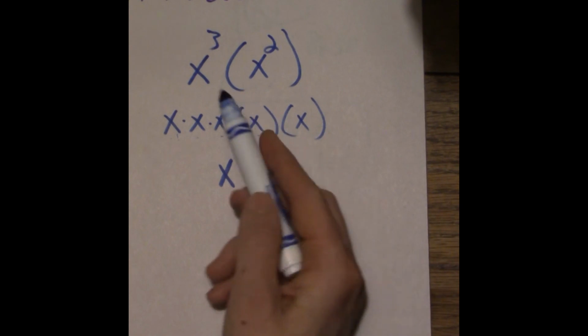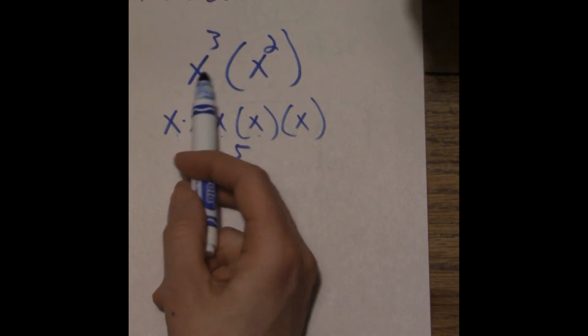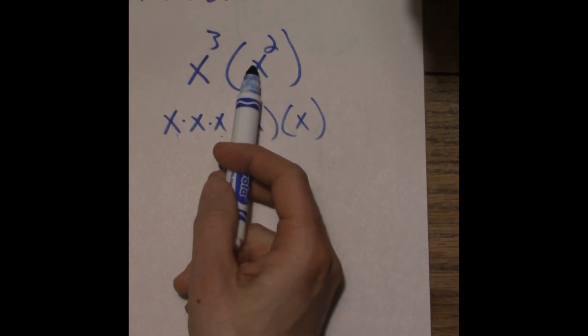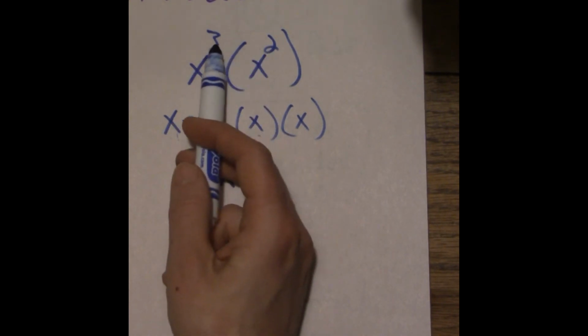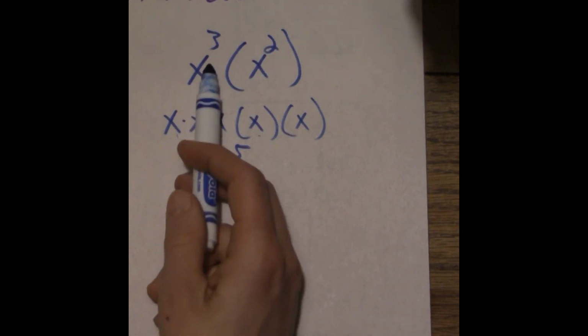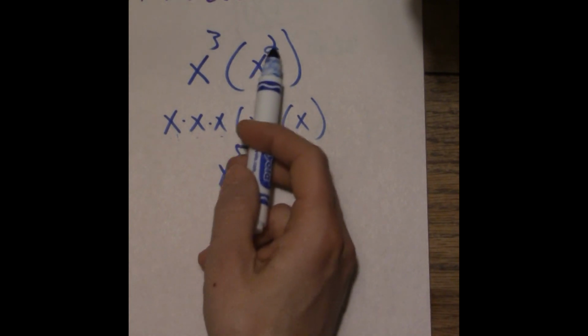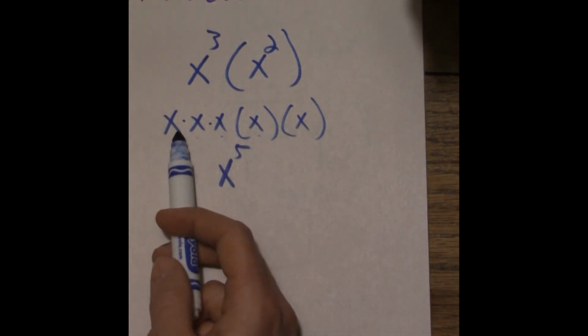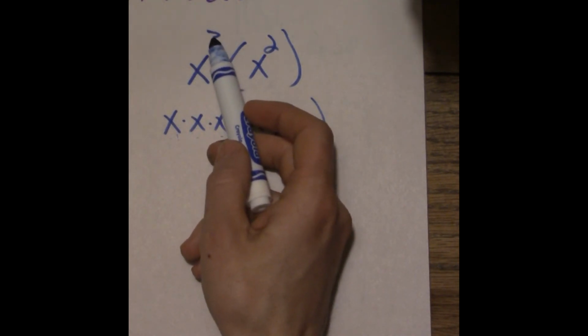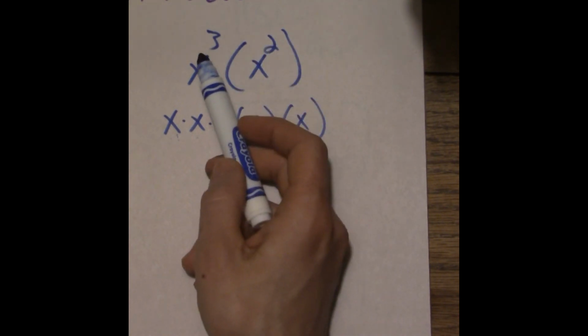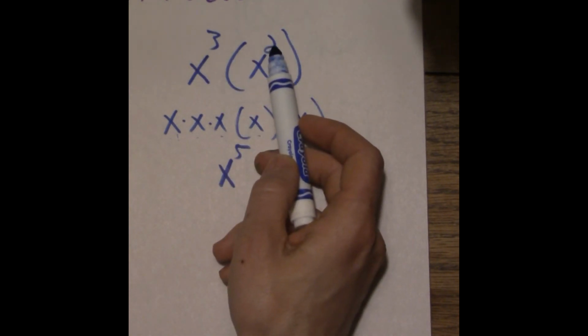If you look at this, you might notice that if you have x to the third times x to the second, all we're really doing is adding these exponents together. So instead of writing each out in expanded form and counting, you could just say there are 3 x's here, there are 2 here, so when you add 3 and 2 together, you get the 5.